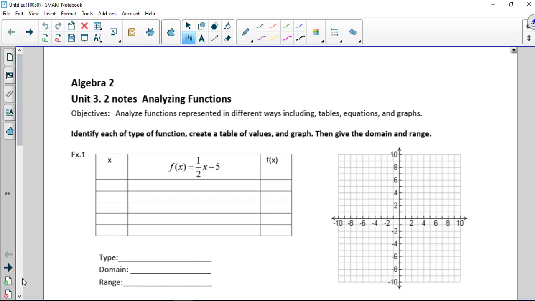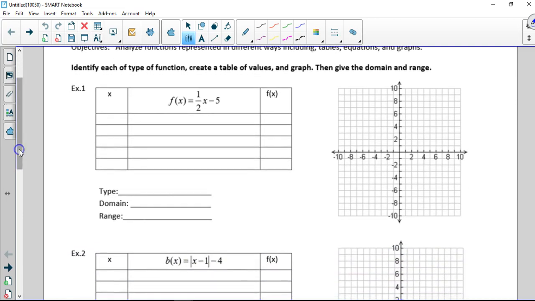So analyzing functions. We're going to analyze functions represented in different ways, including tables, equations, and graphs. So right off the bat, you should recognize this is going to be a linear function because x is to the power of 1. And if you think back to algebra 1, y equals mx plus b, we have our y-intercept and we have our slope.